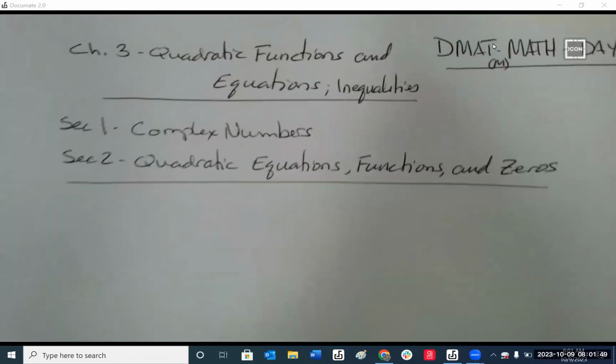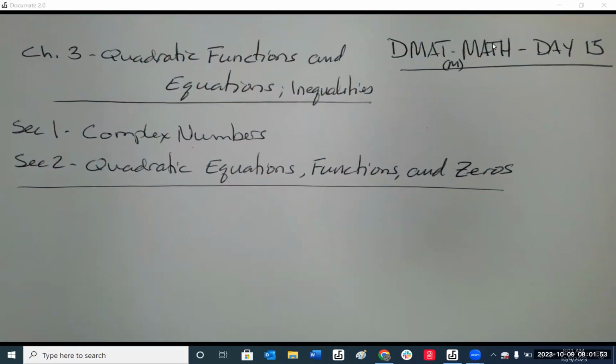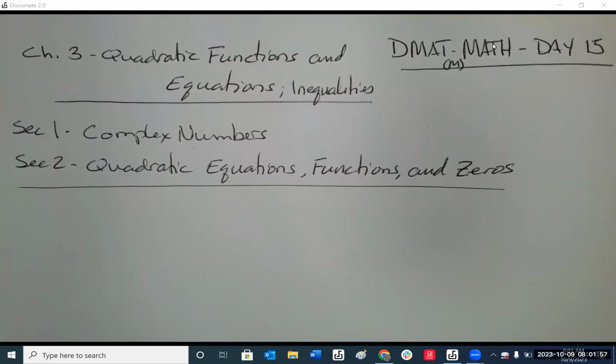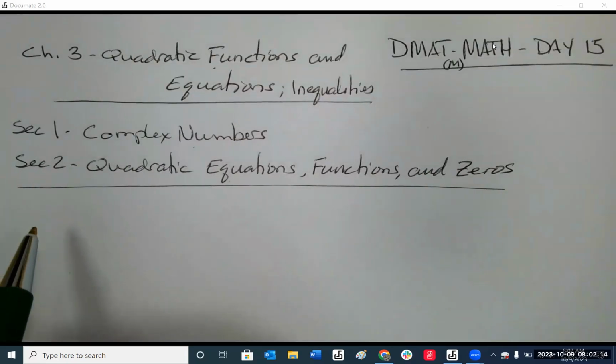All right, good morning. Today we're going to start chapter 3. It's day 15. We're halfway done with the semester after today. And fortunately for us, now we start doing the fun stuff, because in this chapter we start expanding away from linear equations. We start dealing with what are called quadratic equations.